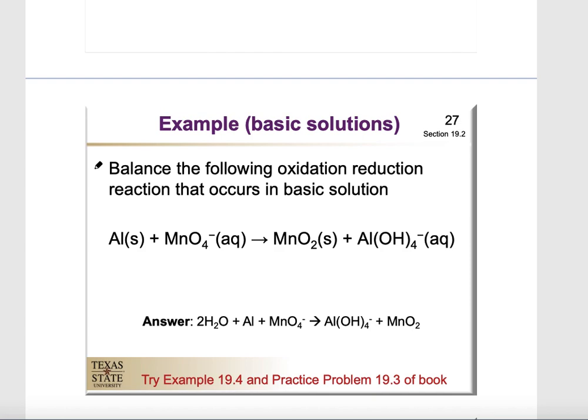There's another example that I'm not going to do in the lecture. I recommend that you guys try it yourself. This is the answer. There's also additional examples and practice problems in the book that I recommend that you try. Remember that they are using a different method, so just try it with the method that you have learned and see if you get the same answer.